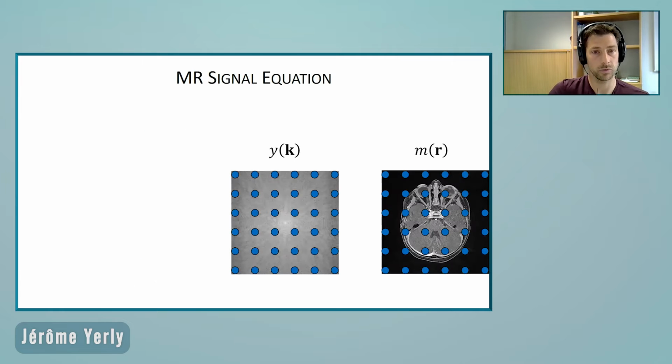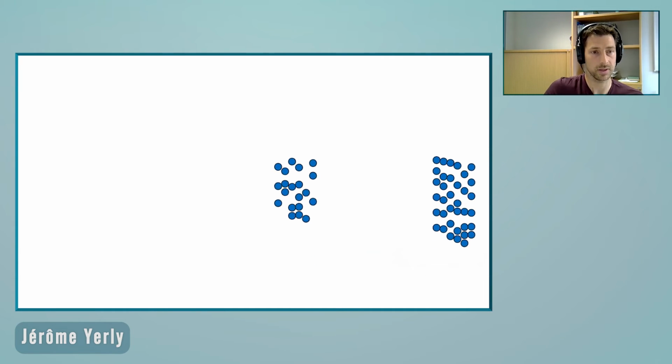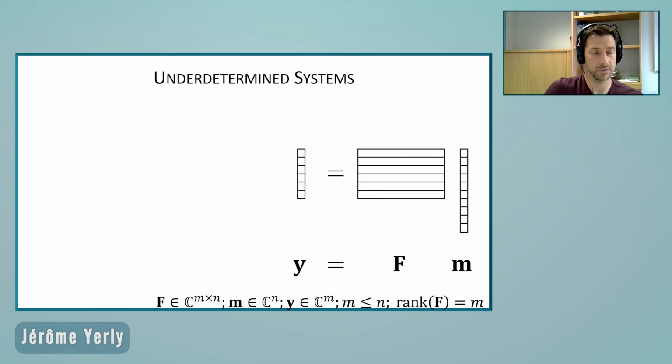However, remember that we want to speed up the acquisition. So we will undersample K-space. We'll only acquire a small portion of the data in K-space. And if you do that, we will obtain what we call an underdetermined linear system of equations, which means that we can no longer take the inverse Fourier transform to reconstruct the image. Because what happens is that the number of measurements is less than the number of unknowns. So the image we try to reconstruct still has the same number of pixels, but we acquired much less data. So the rank of the matrix is not high enough anymore, and we cannot take the inverse.